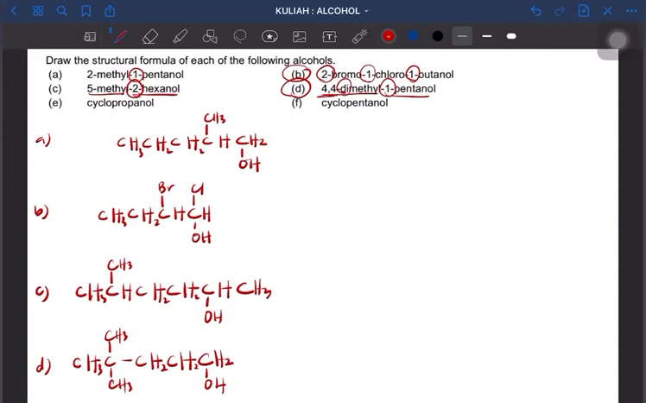Now, soalan E dia kata cyclopropanol. Okay, so cyclopropanol, cyclo ada 3 carbon lah, cyclopropanol macam ni. And then ada OH. Okay, F, cyclopentanol. So cyclopentanol ada 5 carbon lah. Okay, and then ada OH. Okay, so very simple untuk question second one ni. Kita draw ikut nama yang dia berikan. Okay.